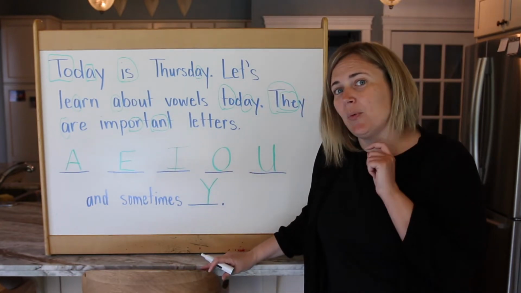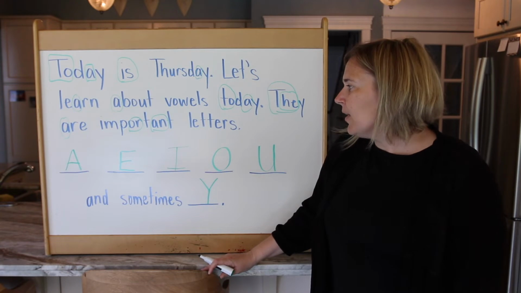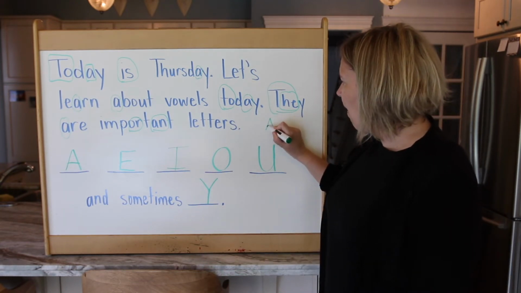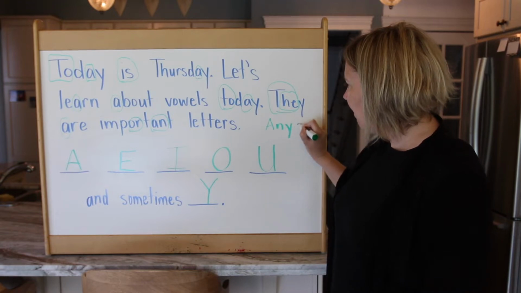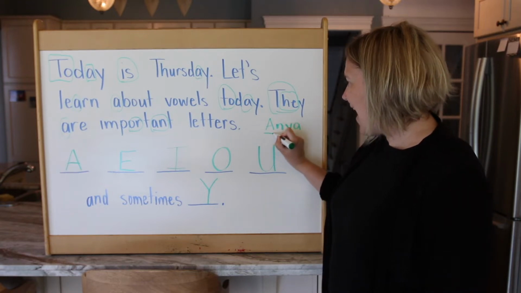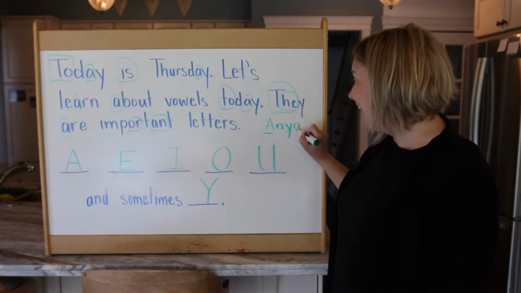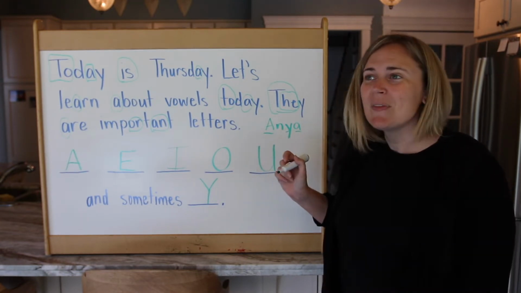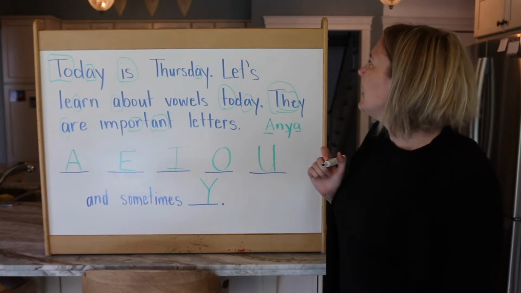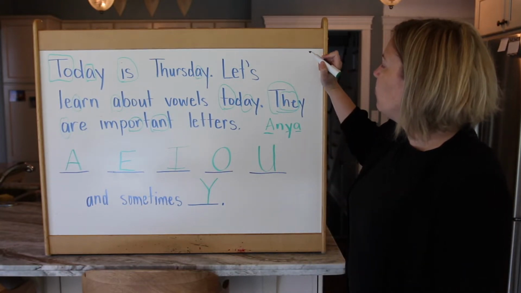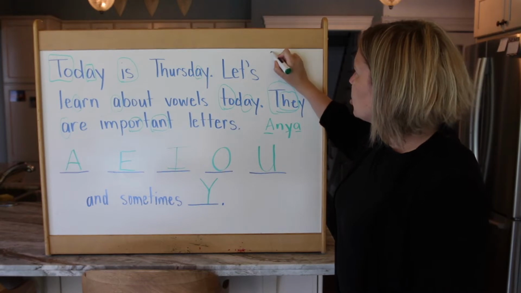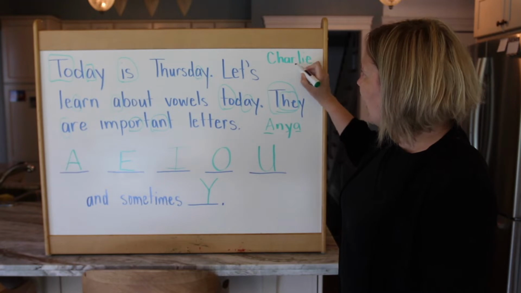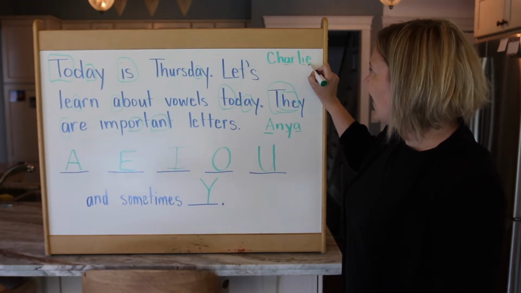Think of your name right now. So if we were going to do a name, how about we do Anya's name? Anya. Anya has an A, a Y, and another A. She's got 3 vowels in her name. If we were going to do the name, let's see, how about Charlie? Charlie has an A, an I, and an E.